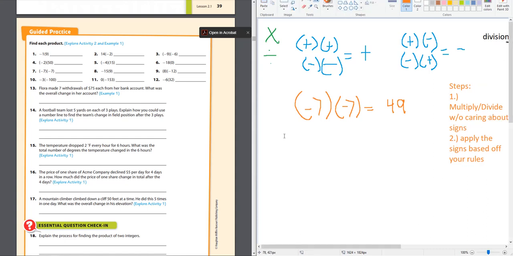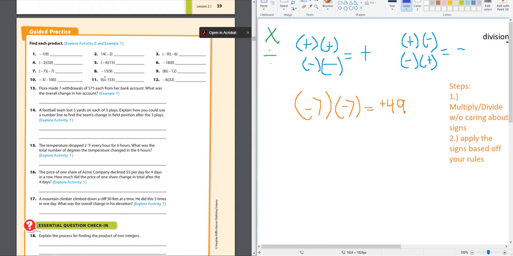So step 1, I'm going to multiply them as if there were no signs. I don't really care about the signs right now. Step 2 is to then figure out, okay, is it positive or negative? Well, they're the same sign. They're negative, negative, so that means that this is a positive 49. No, you do not need to put the positive sign there. That's just for me to show you that that's positive.